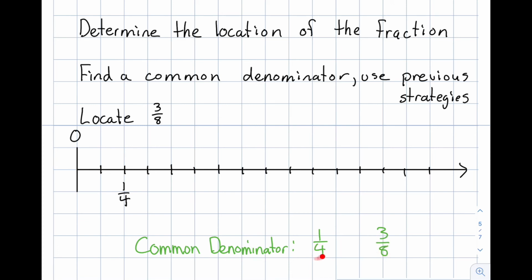So focusing on the denominator, we can see that if we double 4, we'll get 8. So we write an equivalent fraction of 2/8. 1/4 is the same as 2/8. Now it's fairly easy to see that if we partition this length into 2 equal spaces, then each one will be 1/8, and we can find our 3/8.